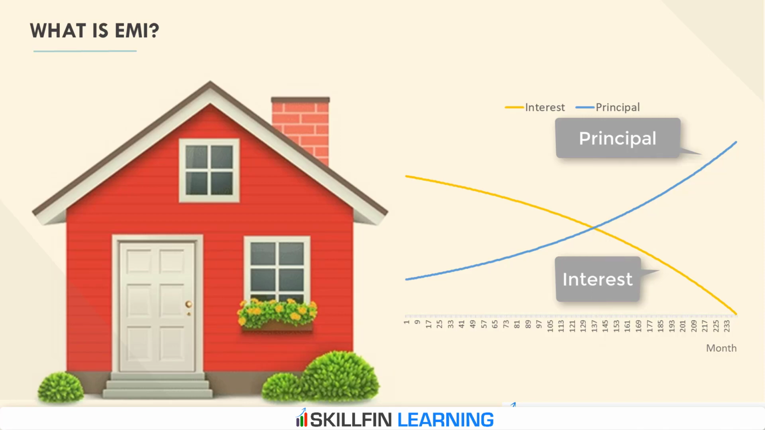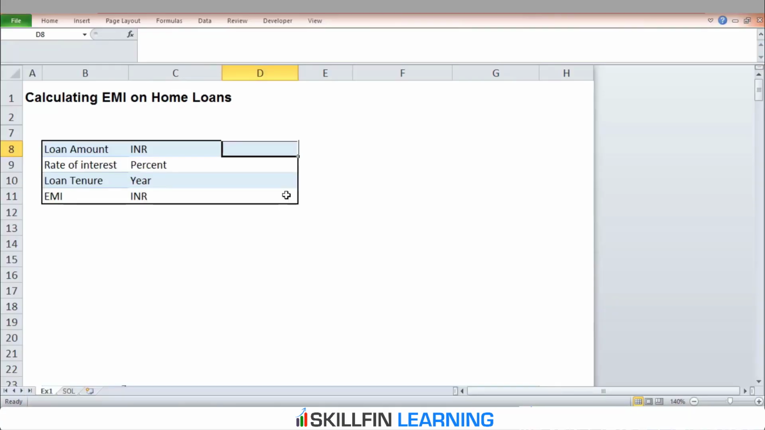Let's understand how to calculate EMI on a home loan in Excel with an example. Suppose we have taken a loan of rupees 10 lakhs from a bank. The rate of interest is 8%. Loan tenure is 20 years. Now, how do we calculate the EMI on this home loan?